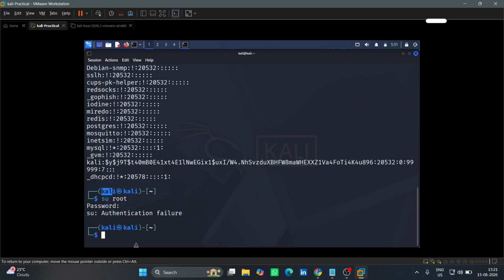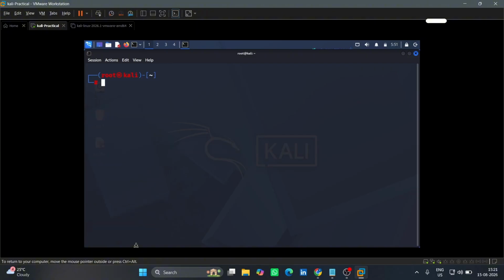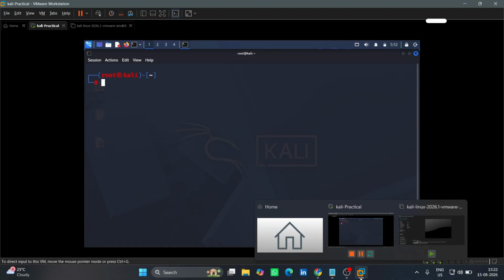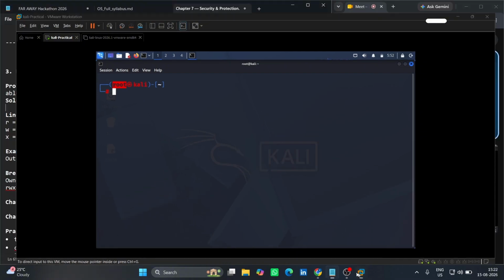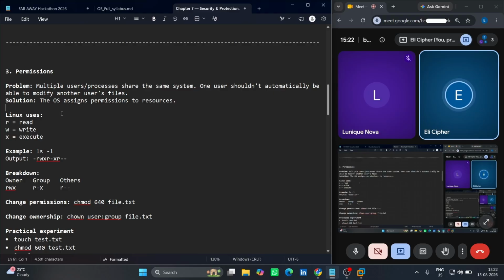I think I forgot the password. Although there is another command using which I can log in to root, as my Kali user is a sudo user. That is another concept we will discuss when we are learning about Linux. So yes, there are two users, root and Kali, on my system right now.